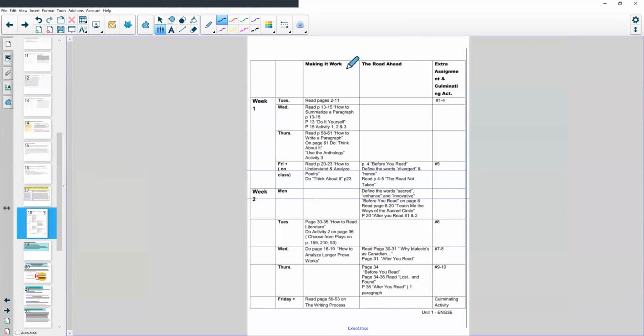On Thursday, we're still working out of the textbook called Making It Work. We need to read pages 58 to 61, where the article is called How to Write a Paragraph. On page 61, we need to do the Think About It and the Use the Anthology and activity 3. Okay.